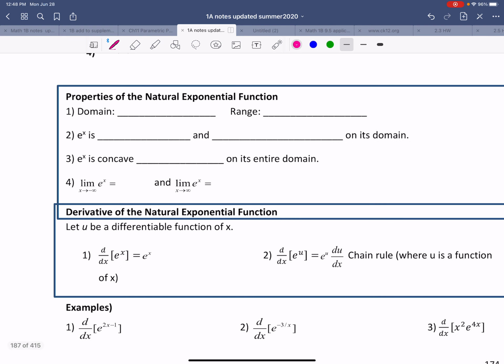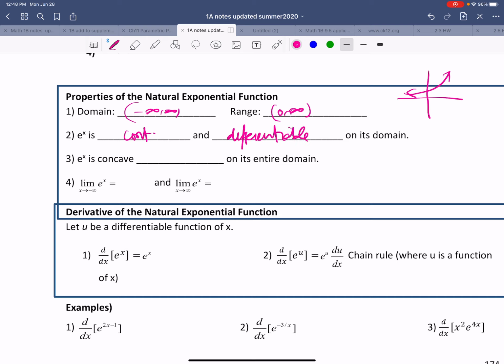Properties of the natural exponential function. Think about the exponential function graph, it looks like this. The domain is all real numbers. It does take all x values, and the range is 0 to infinity, where 0 is not included. E to the power x is continuous and differentiable in its domain.